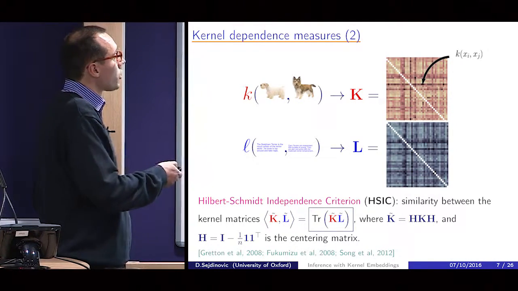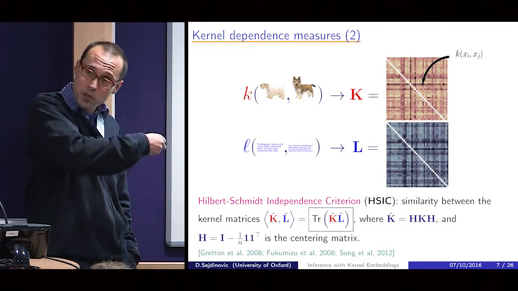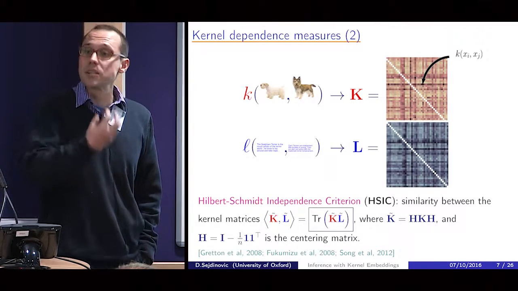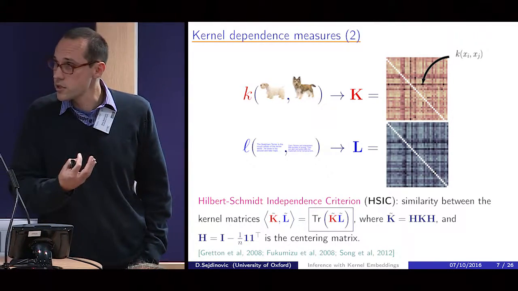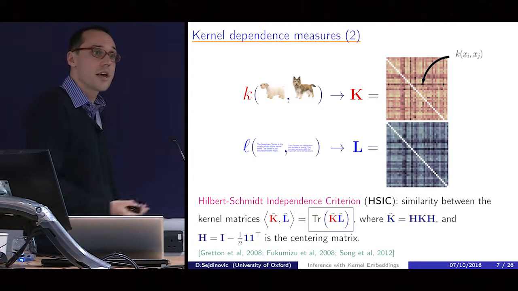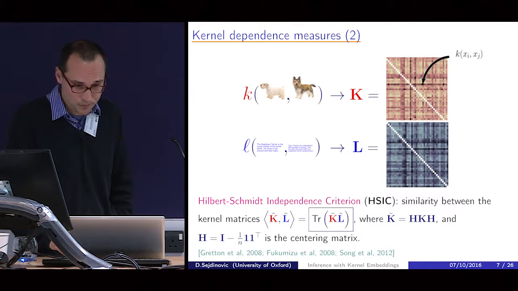So if I think about the kernel matrix as a similarity pattern within the sample of images, and similarly for text, then what I'm doing is measuring similarity between similarity patterns. And if that's larger than what can be attributed to chance, then indeed this is evidence against the null hypothesis that the two are independent.